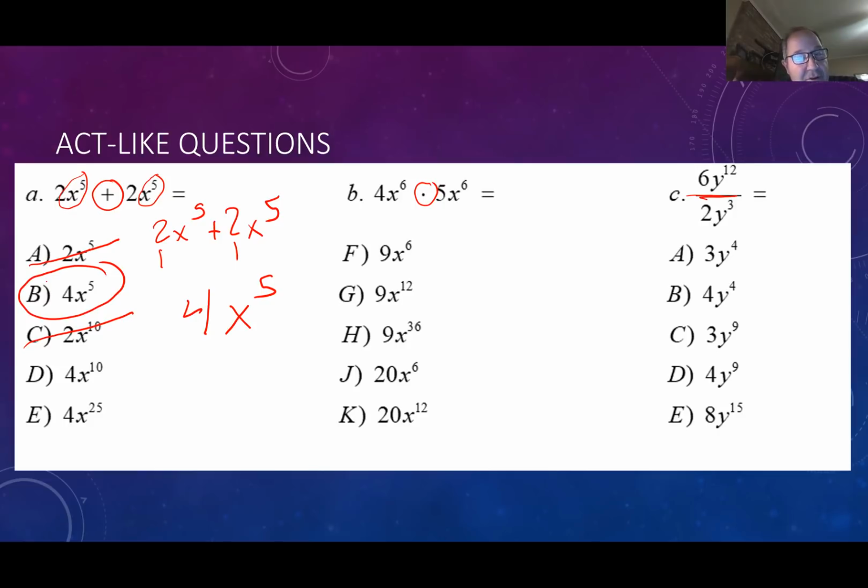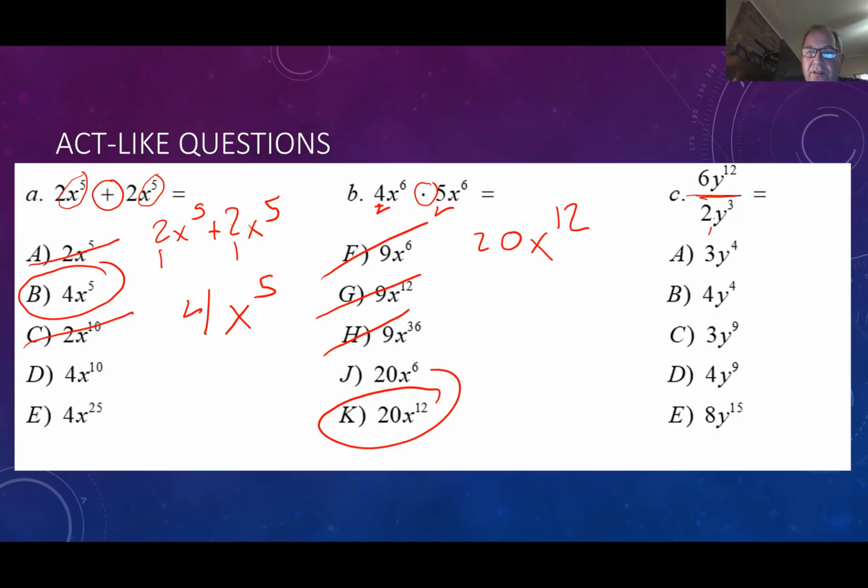Now, letter B, on the other hand, we're multiplying, right? That's where you'll add the powers. And we can see we have 4 times 5 is 20. So I should get rid of those automatically, right? Now it's down to either J or K. And whenever you multiply, you have to add the powers up. So it's got to be letter K.